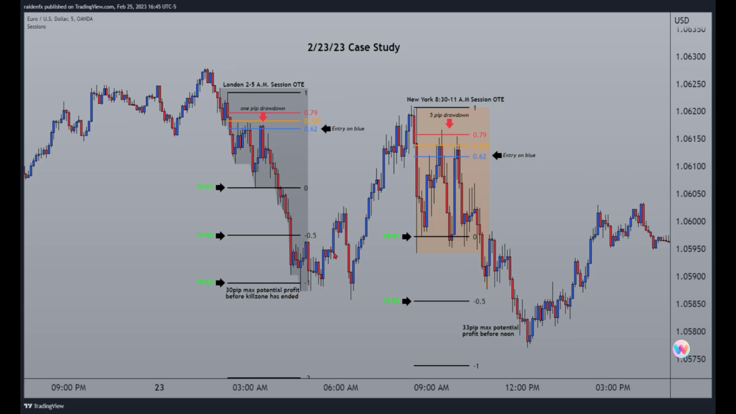Okay, so price created equal lows here. Then the market moved up, came back down, swept through these lows, pushed up into New York, where you have the 8:30 to 11 a.m. session. You see your high here, down to your low. Price moves up. You enter on the 62%, the blue level.